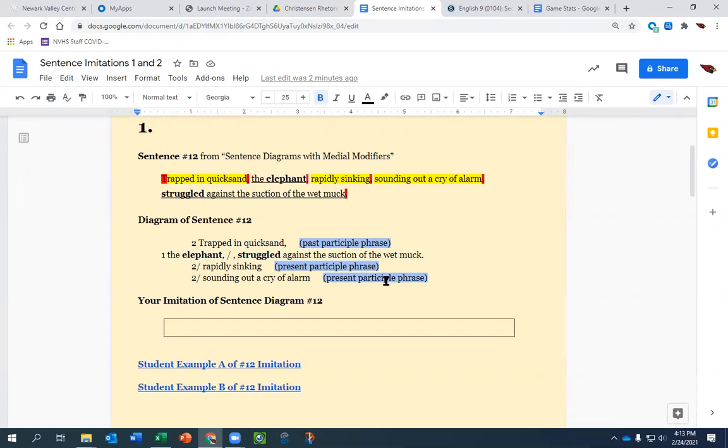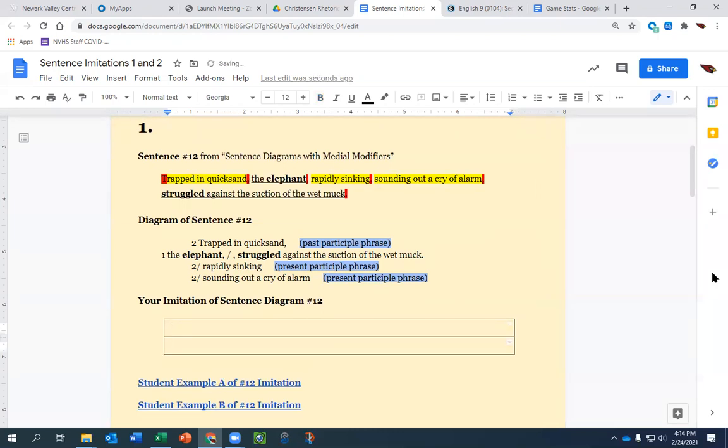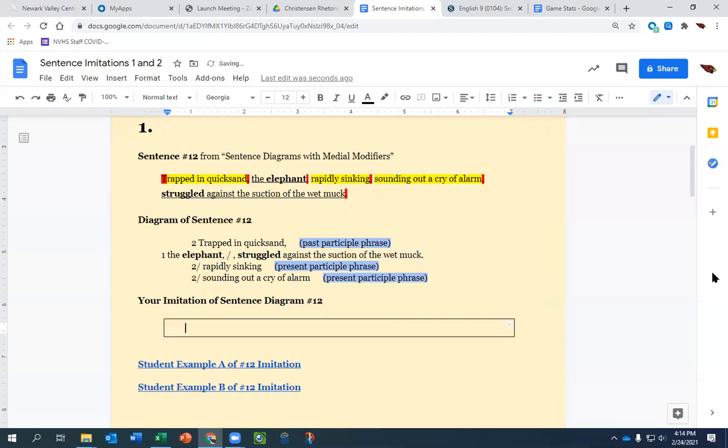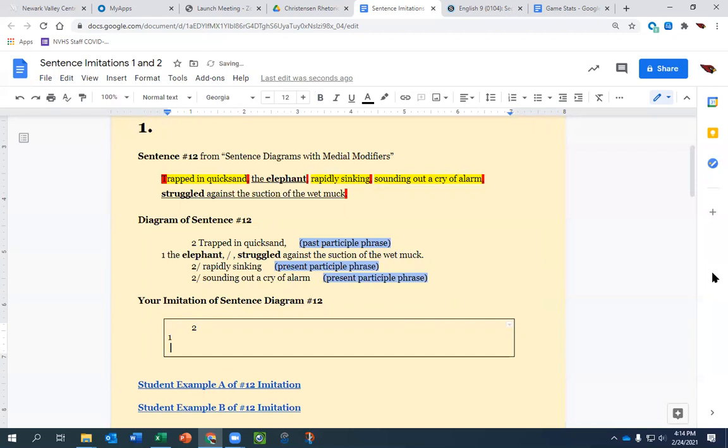So here's what an imitation would look like. So I believe you already get this. You already get this pattern. 2-1 2/.